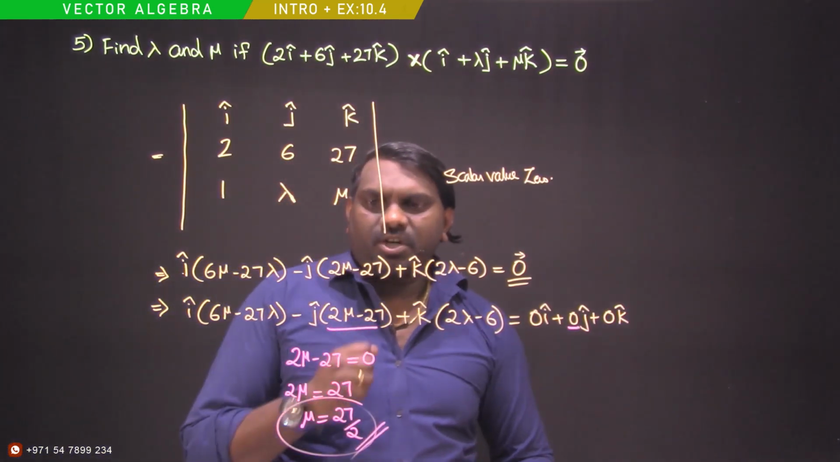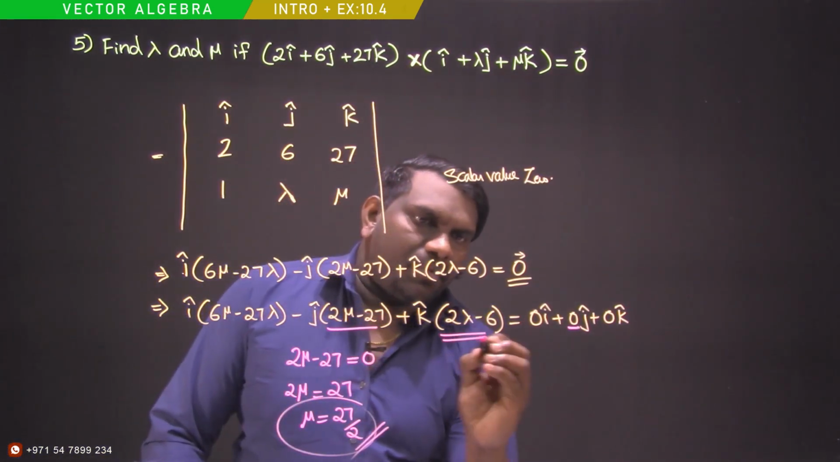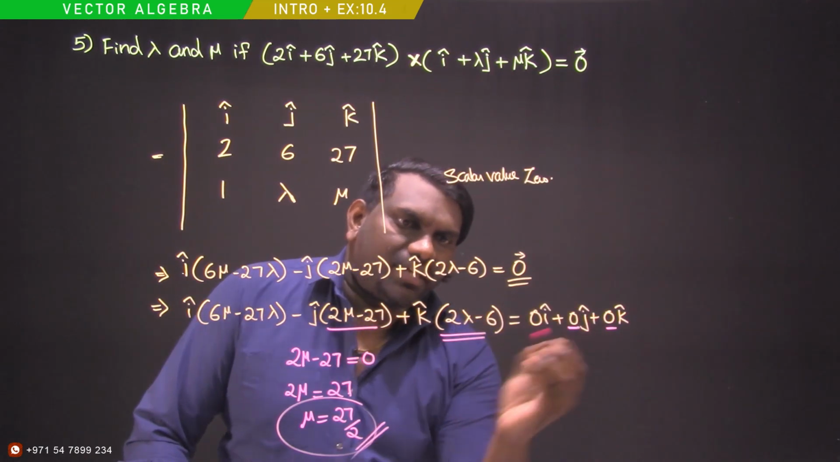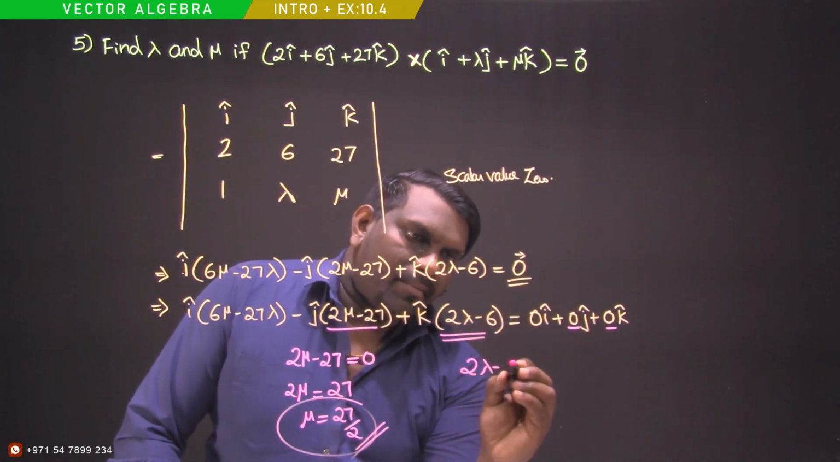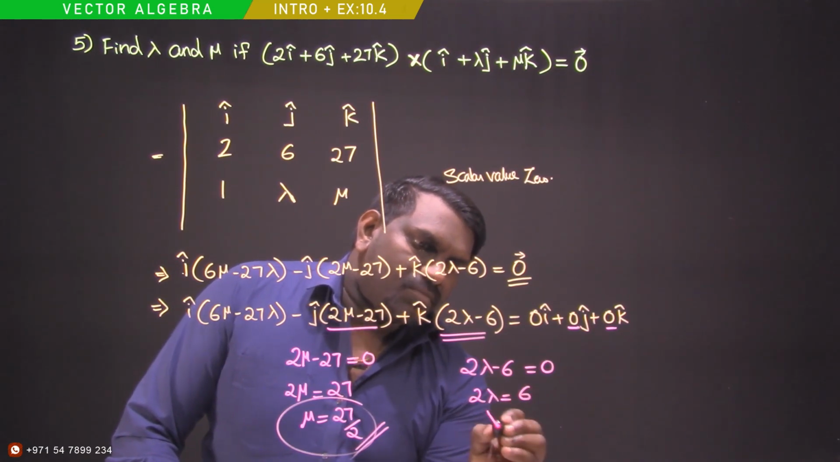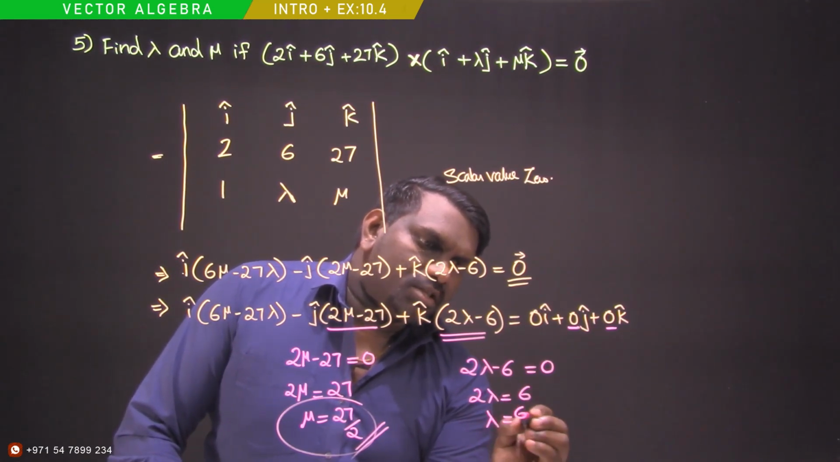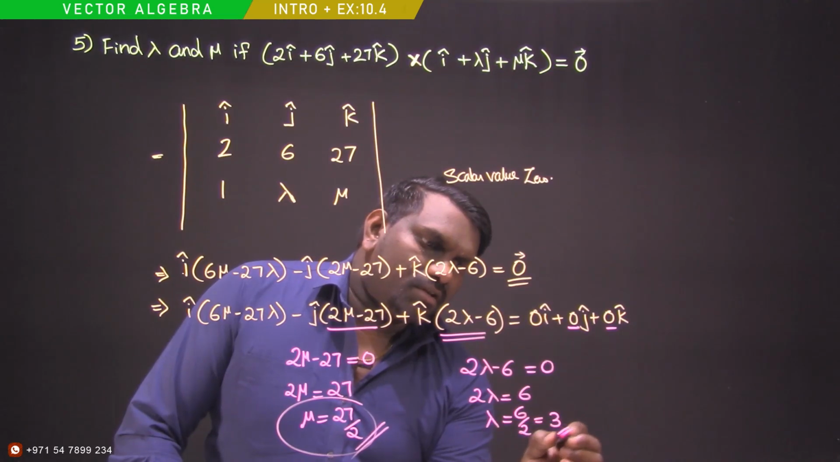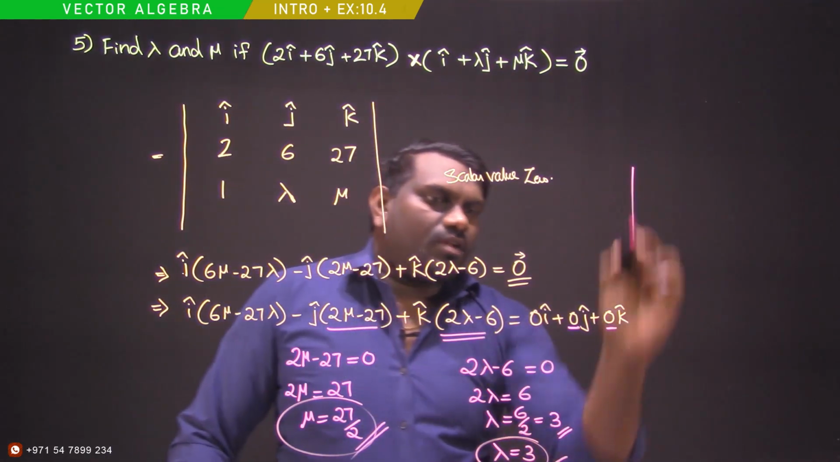Fine. Can we get it quickly? Now I compare lambda. So 2 lambda minus 6 is equal to 0. So 2 lambda is equal to 6. So lambda is equal to 6 by 2, which is equal to 3. So in fact what I can write? Lambda is equal to 3.